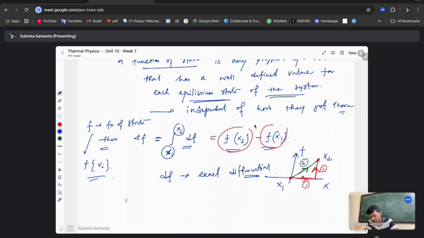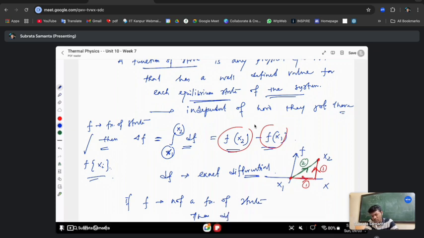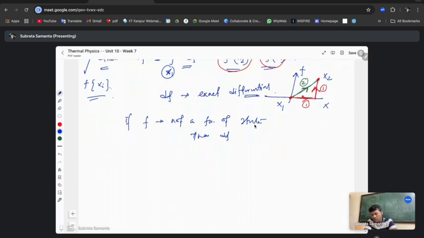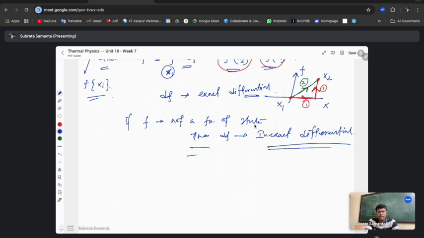So if f is not a function of state, then this implies that df is an inexact differential. Right? So that is the meaning.